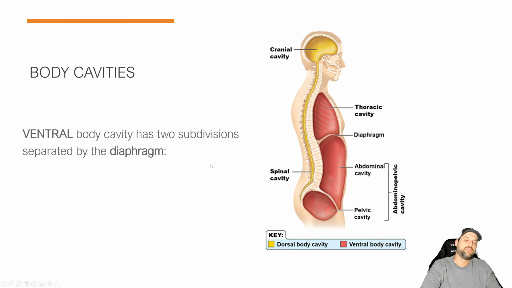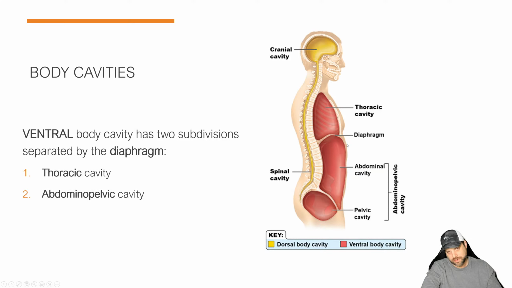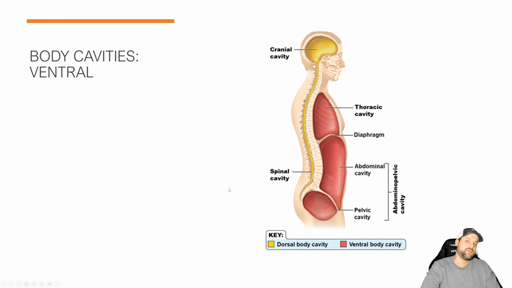Now, the anterior or ventral body cavity is a little bit more complicated. It's not super hard. There's just more sections. There's one thing that divides the two parts of the ventral body cavity. You have the thorax or the thoracic cavity that houses the lungs, and then you have something called the abdominopelvic cavity. Abdominopelvic cavity actually houses two subdivisions within itself, which is made up of the abdominal cavity and the pelvic cavity. So let's go ahead and talk about these.